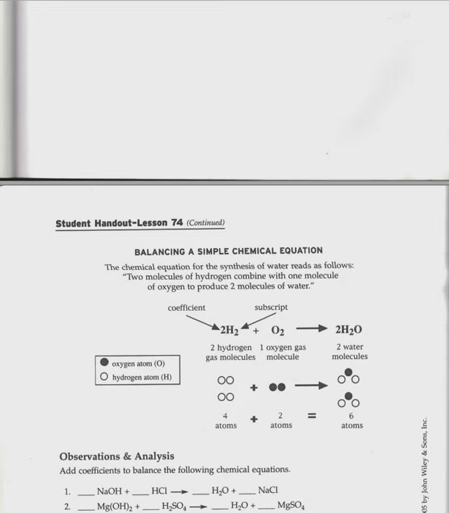So I'm going to rewrite this. We have 2, which is our coefficient, H2, which is our chemical compound, plus O2. There's a hidden 1 coefficient in front. And then yields 2H2O. And we can tell whether or not this is balanced. It's supposed to be a plus sign.